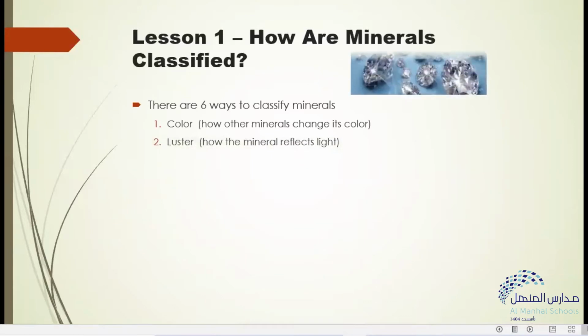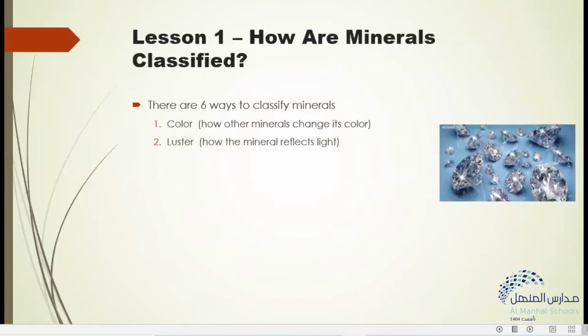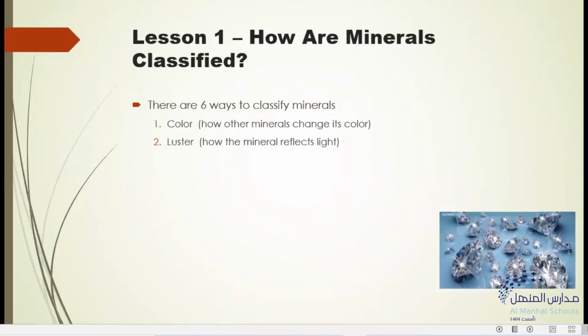Luster is how the mineral reflects or absorbs light. So metal minerals will have a shiny or a dull look, where you get other minerals that look more like plastic or glass, and diamonds are a perfect example of how minerals can absorb light, making them look shiny and wonderful.